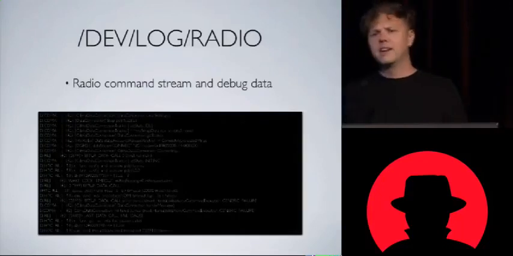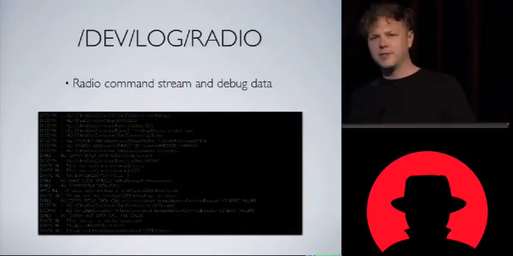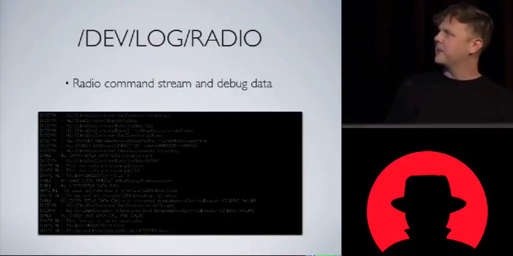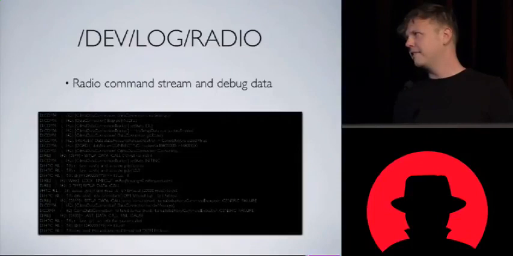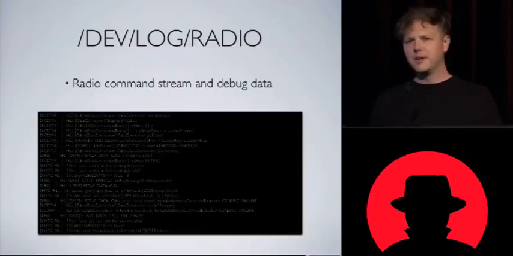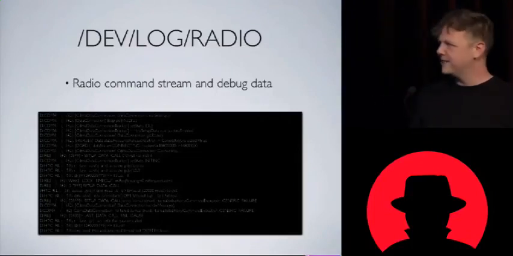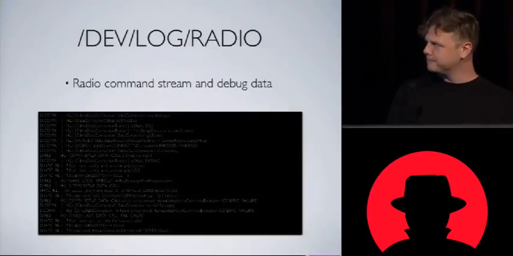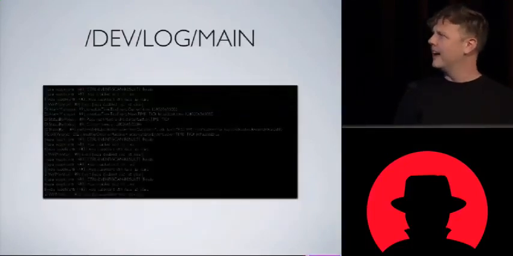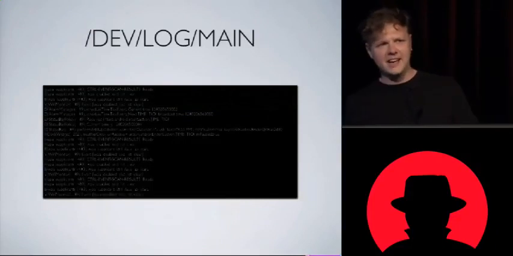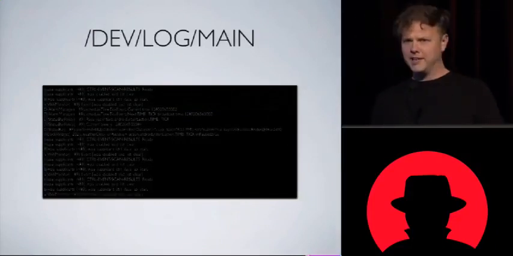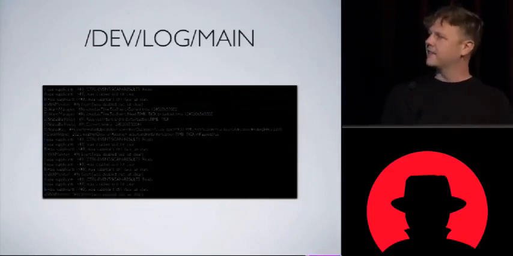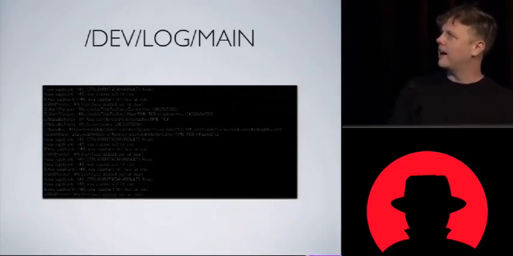Dev log radio contains the log output stream for the system radio. Typically, this includes a lot of command stream gibberish that most people don't want to pay any attention to, but there are some interesting events that pop up in there as well. And then dev log main is, as I said, the main application log. When your typical market-downloaded application uses the log facility, this is where the output ends up.